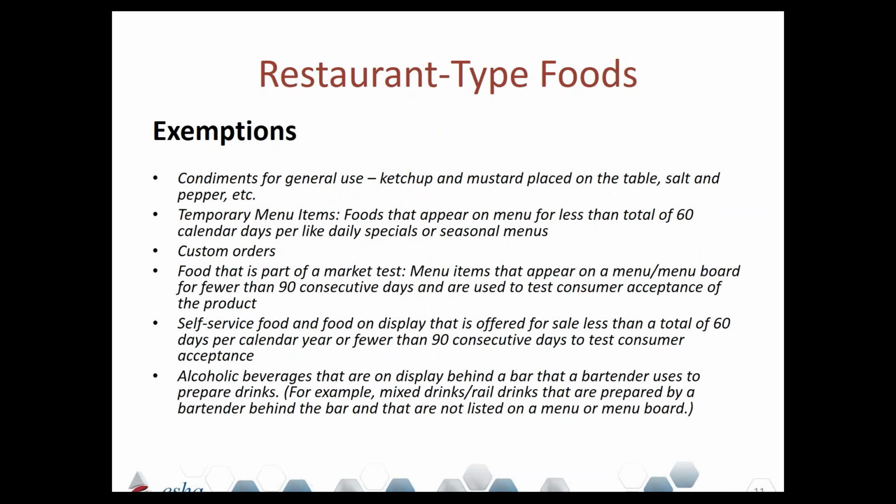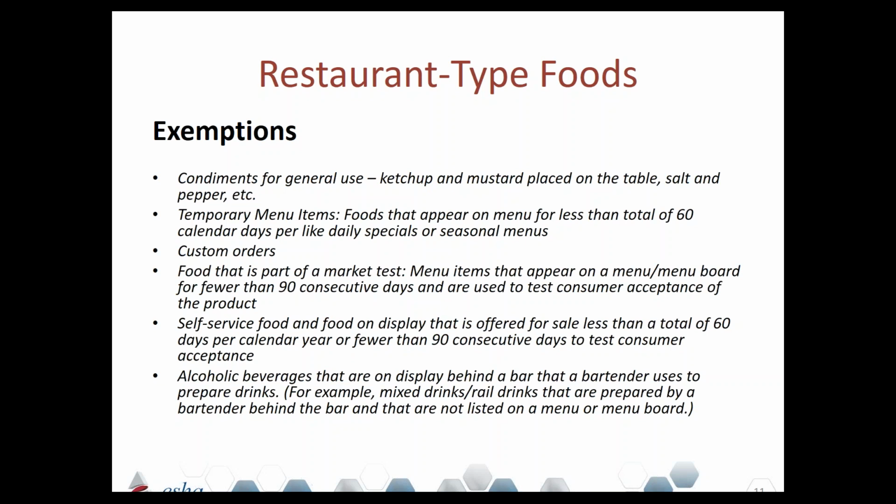Some exemptions that wouldn't fall under the category that would be required to have the caloric information listed are things like condiments. This can be items that are placed on the table or simply kept behind the bar or where you would order food. Temporary menu items, things that are daily specials or seasonal menu items. There's some specific number of days that would be required for different types of items. For instance, a temporary menu item must appear on the menu less than 60 total days of the calendar year.